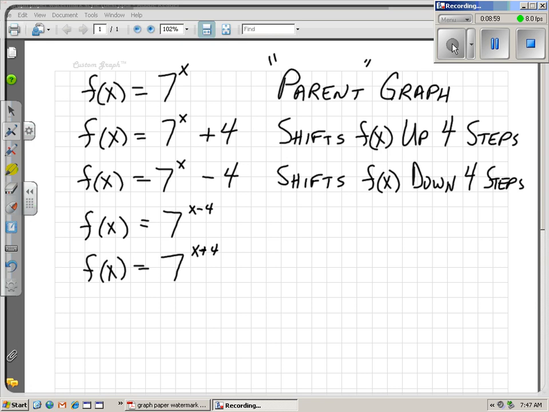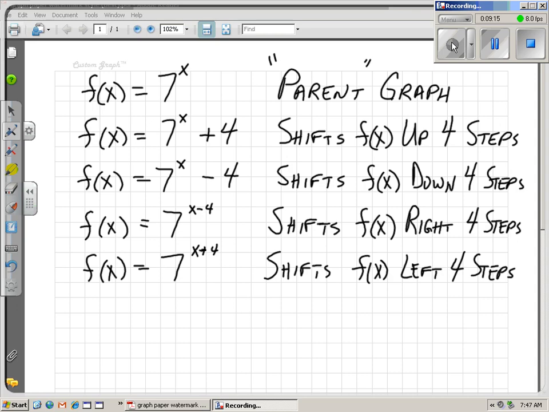Now what about in the exponent itself? Now it's not what you think. You guys remember this? If I say 7 and I'm raising it to the x -4, well, that's the graph of 7 to the x shifted 4 steps. Now negative, you want to think it's going left, but it's actually shifting to the right. And adding 4 in the exponent shifts the graph of 7 to the x 4 steps to the left.